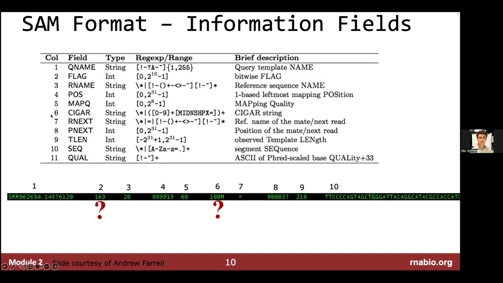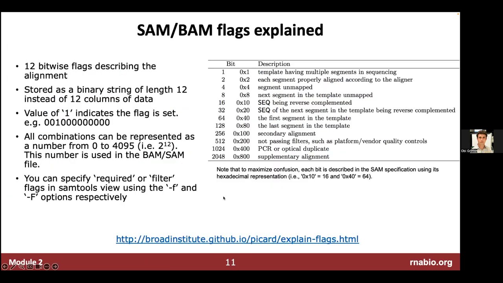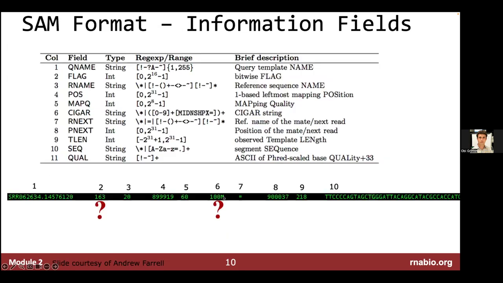So I said we would dig into a couple of these fields a little bit more. One of them is the so-called flag, and one of them is the CIGAR string. So let's talk about the flags first. Remember, this literally is just a number, like 99 or 163.